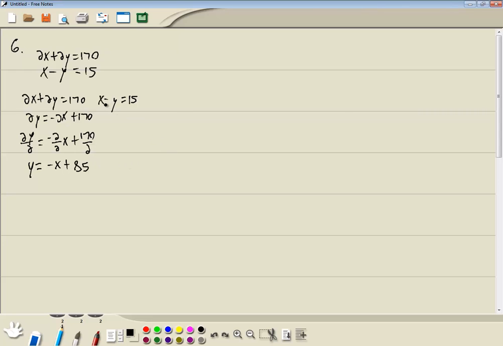Now in this one, I want to get y by itself, so I can take the negative y over to this side and the 15 over to this side. So we got x minus 15 is equal to y. Okay, graphically. This one, the y-intercept is 85.